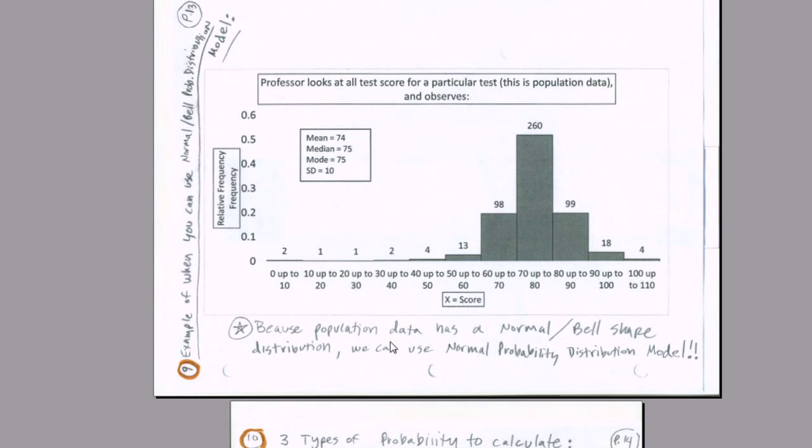Here's our example we're going to do over in Excel. Professor looks at all test scores for particular tests. This is population data, and observes this pattern. Remember, the idea is if the distribution for the population follows a bell, then we can use the models.